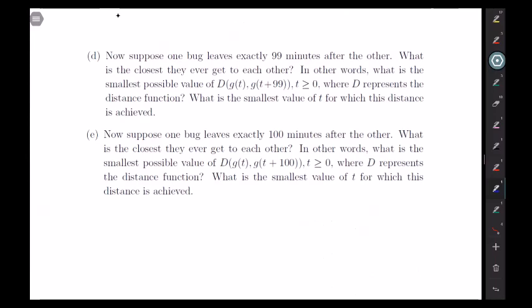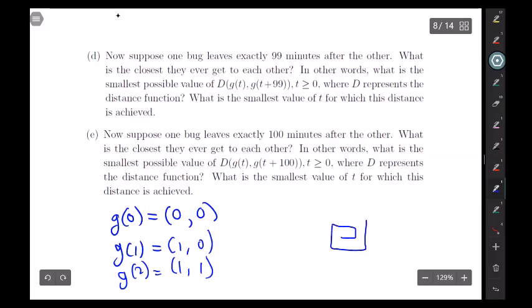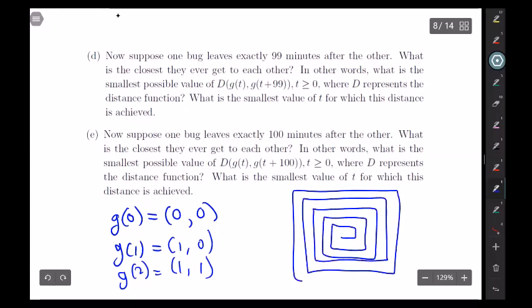Let me redefine GT: you tell me the time, and I tell you exactly where the bug is at that time. For instance, G0 is (0, 0), because the bug starts at (0, 0). G1, at time 1, the bug is at (1, 0), I think, right? And then at time 2, the bug is at (1, 1), and so on. Remember how we create this spiral? This way we are able to hit all the integer coordinate points, which is pretty good.